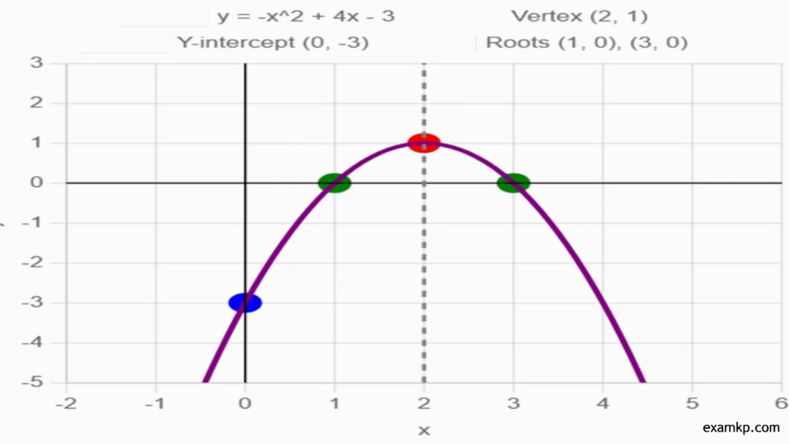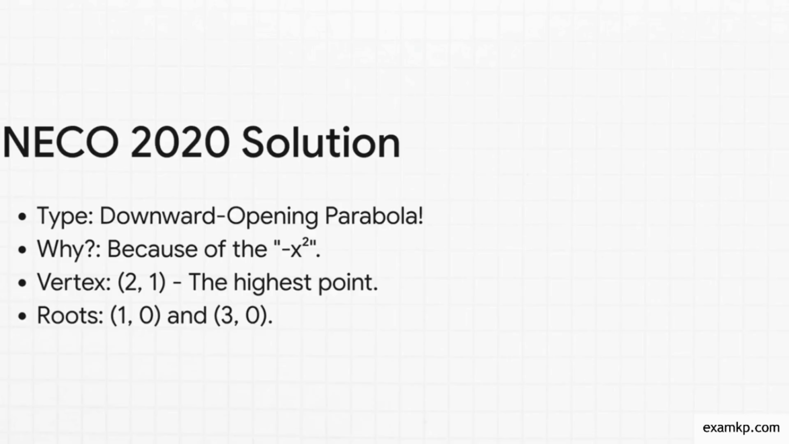That's all it does. That negative sign in front means instead of a U-shape that opens up, we get an N-shape that opens down. And that changes one big thing. The vertex, which is at (2, 1), is now the highest point on the graph, not the lowest. The roots are still where it crosses the x-axis, which are at (1, 0) and (3, 0).